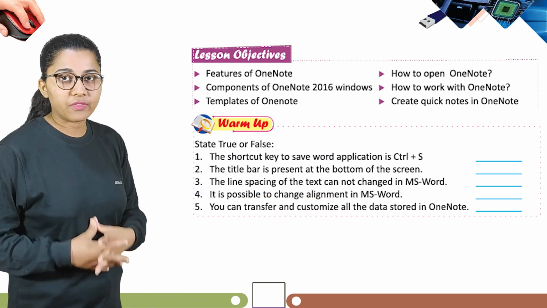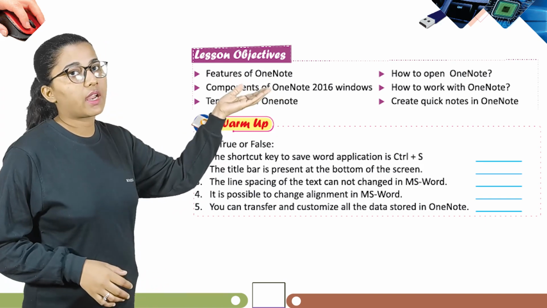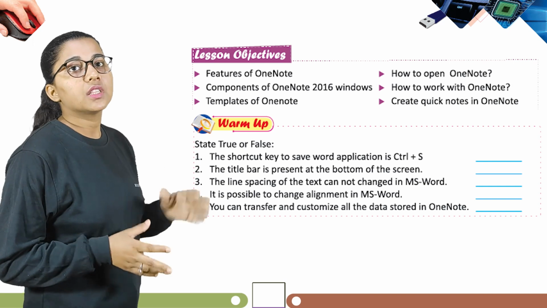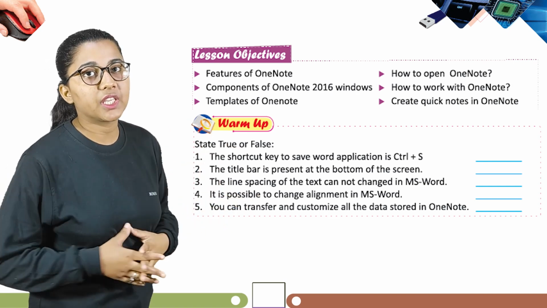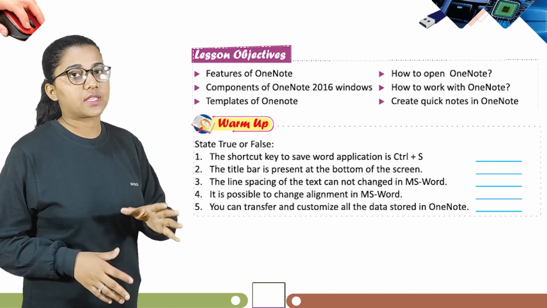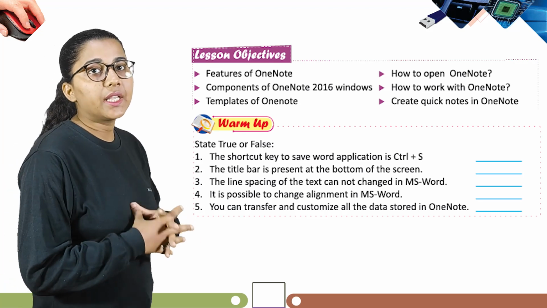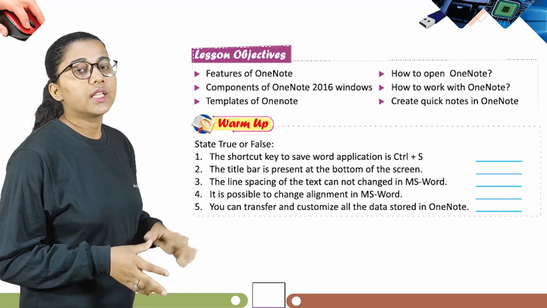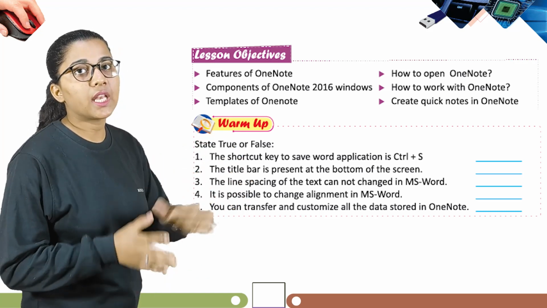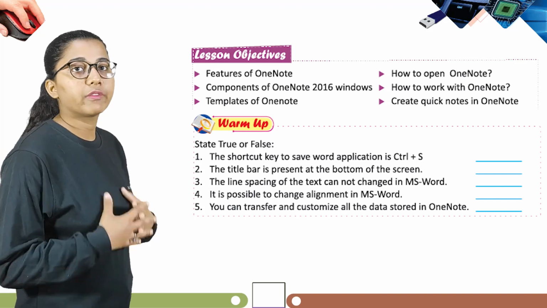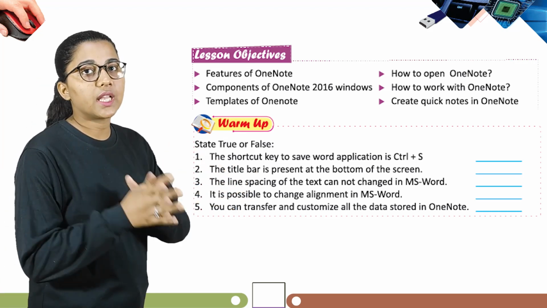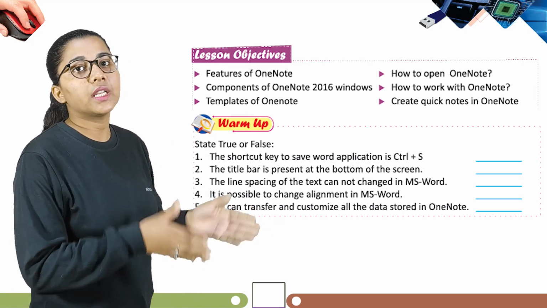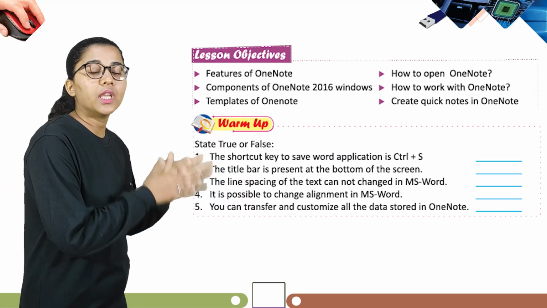So now students, we have a warm-up question, that is state true or false. First, the shortcut key to save a Word application is Ctrl+S. Second, the title bar is present at the bottom of the screen. Third, the line spacing of the text cannot change in MS Word. Fourth, it is possible to change alignment in MS Word. And fifth, you can transfer and customize all the data stored in OneNote.